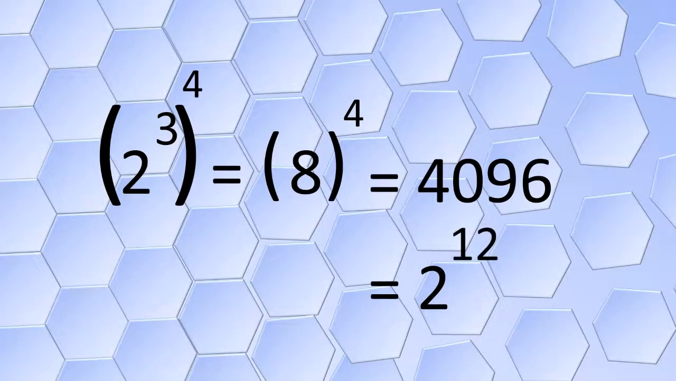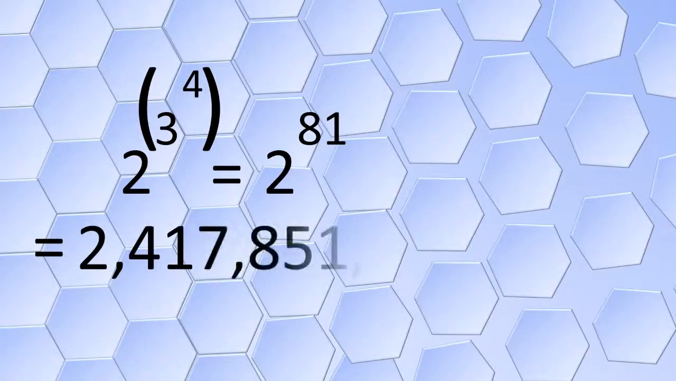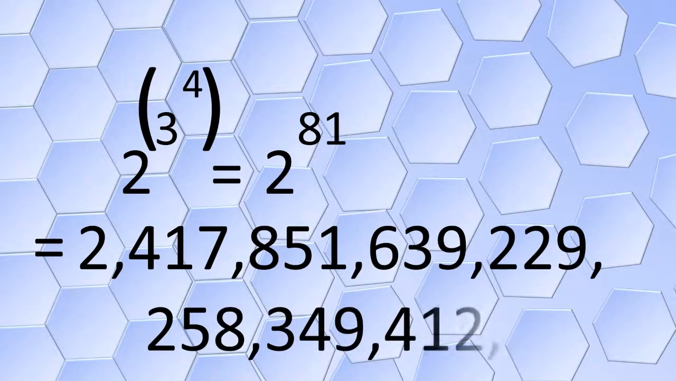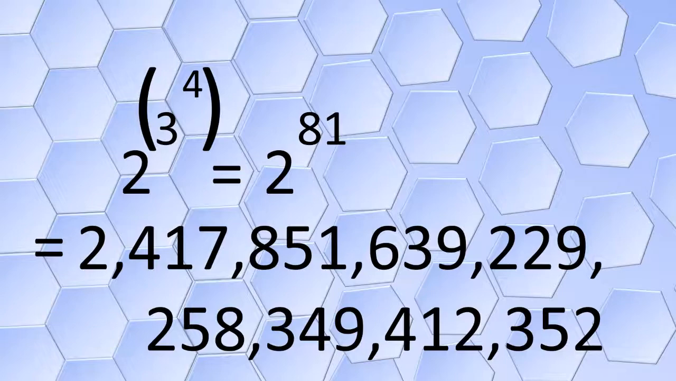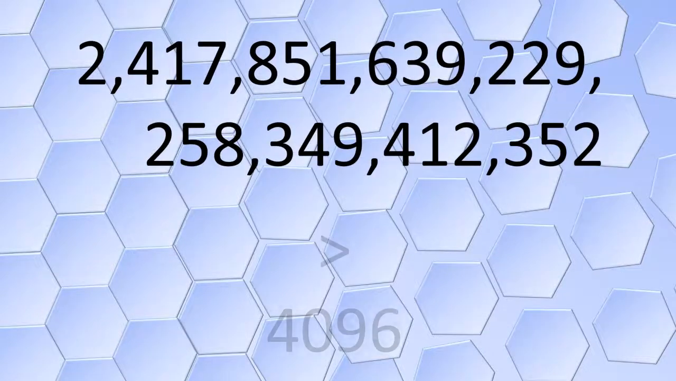However, if you start at the top, first you calculate 3 to the 4, and then raise 2 to that exponent. 3 to the 4 is 81. So 2 to the 3 to the 4 is 2 to the 81, which equals 2 septillion, 417 sextillion, 851 quintillion, 639 quadrillion, 229 trillion, 258 billion, 349 million, 412,352. Just a smidgen bigger than 4,096.